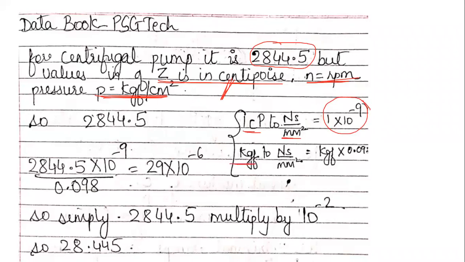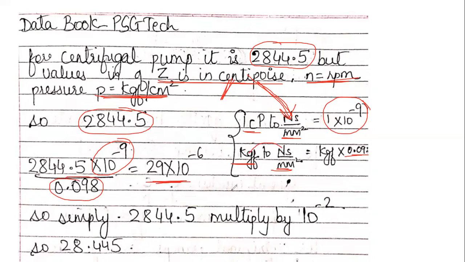And for conversion of kgf to Newton second per mm square, right now you saw you have to multiply it into 0.0986055, something like that, big values there. Let us not go deep into this. So if I want to do the conversion of this 2844.5, first into 10 raised to minus 9 because I want to do the conversion of centipoise to Newton second per mm square, and divided by 0.098 because I want to do the conversion of kgf to Newton second per mm square. You will get the answer as 29 into 10 raised to minus 6.